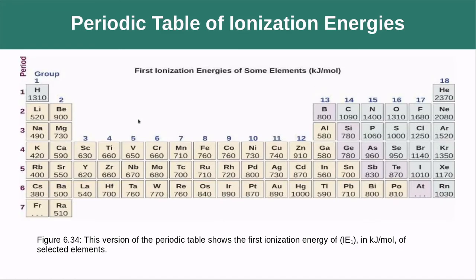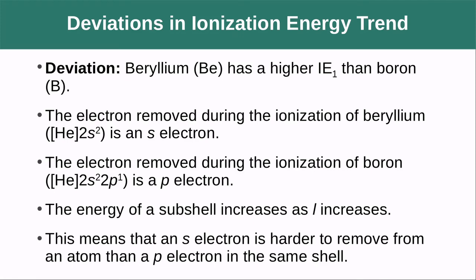Here we have a periodic table showing us all of the ionization energies for all of our elements. There are some deviations in the trends of ionization energies, and this is due to the electron configuration. So if we look at beryllium and boron, the electron that we're going to remove during the ionization of beryllium is an s electron, but for boron it's a p electron. Since the energy of the subshell increases as l increases, this means that an s electron is going to be harder to remove from an atom than a p electron in the same shell. So even though we would predict that beryllium would have a lower ionization energy than boron, because we're removing that electron from the s orbital, it's actually a little bit higher than it should be.